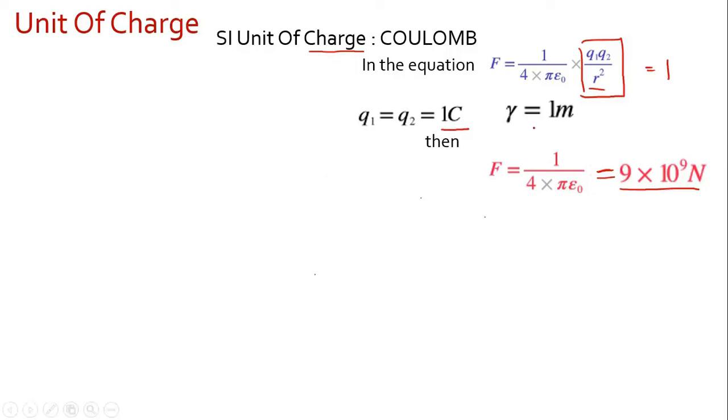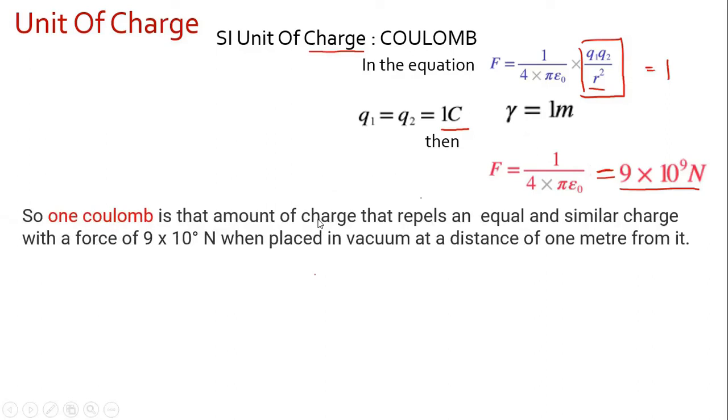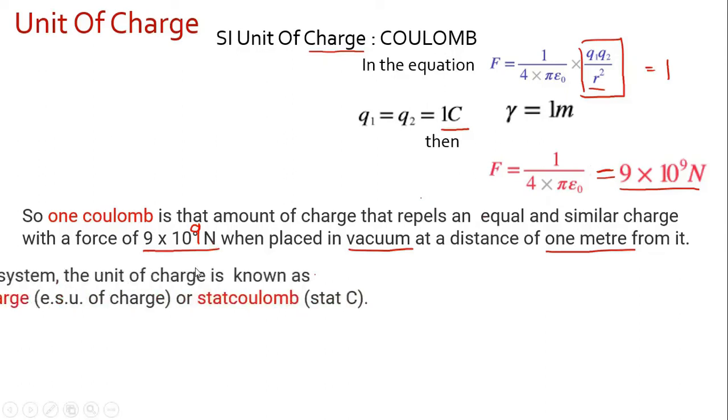So based on this statement, we can have the definition: 1 Coulomb is that amount of charge which repels an equal and similar charge with the force of 9 into 10 to the power 9 Newton when placed in vacuum at a distance of 1 meter from it. Mind it, here there are certain keywords. What are they? The charges must be present in vacuum. They must be at a distance of 1 meter. The magnitude of charge should be 1 Coulomb. So there will be a force of attraction or repulsion between them of magnitude 9 into 10 to the power 9 Newton. So if you can give this particular definition.